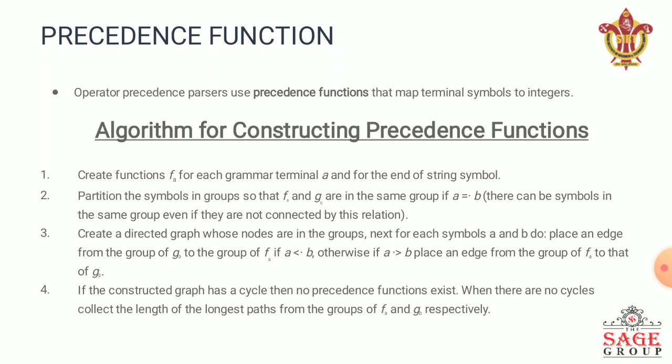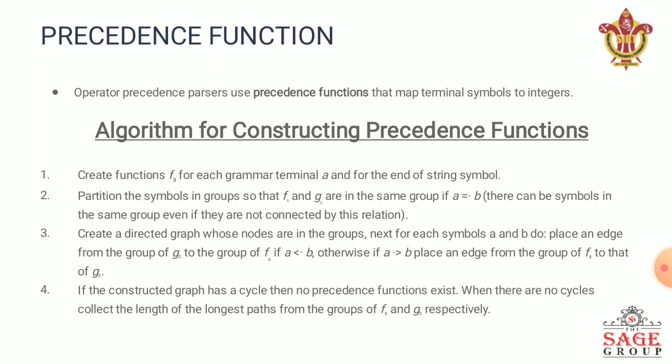Create functions fa and gb for each grammar terminal a, including the end of string symbol. Partition the symbols into groups so that fa and gb are in the same group if a equals b. There can be symbols in the same group even if they are connected by the relation. Create a directed graph whose nodes are the groups. Next, for each symbol a and b, place an edge from the group of gb to the group of fa.